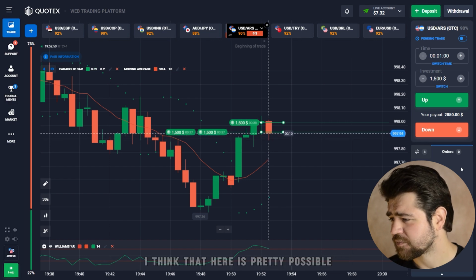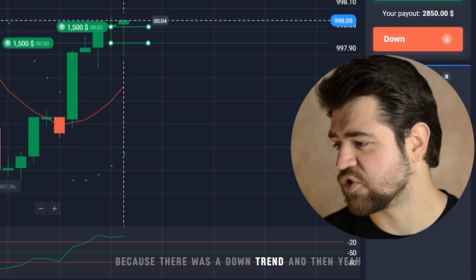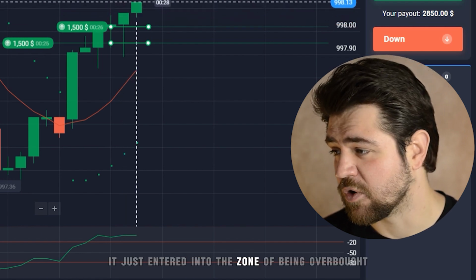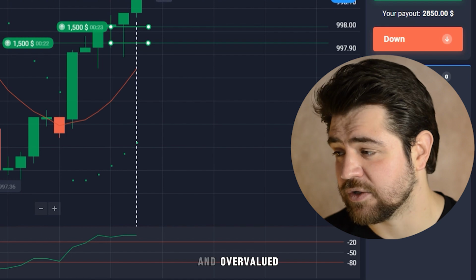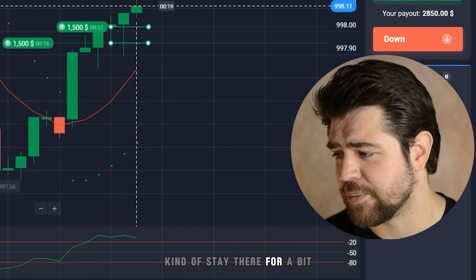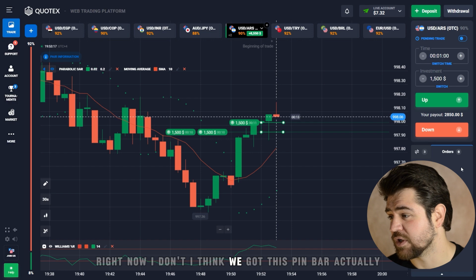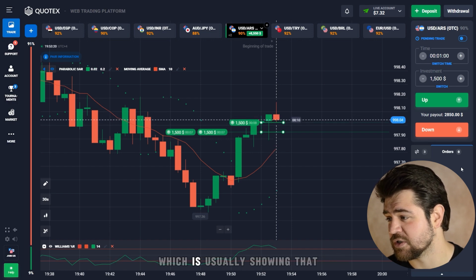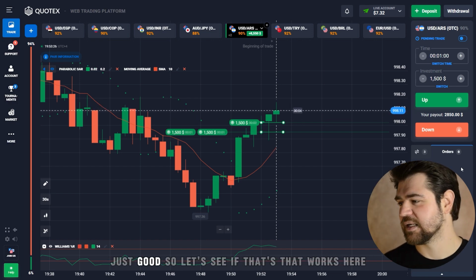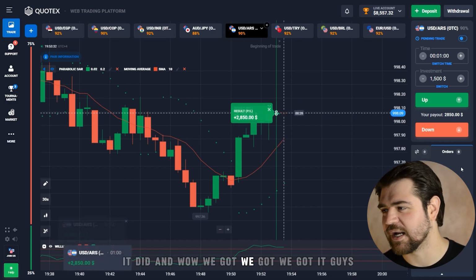I think that here it is pretty possible, because there was a downtrend, and then it just entered. If you look at the Williams, it just entered into the zone of being overbought and overvalued. But it's just entered, and it will stay there for a bit, and then it will drop when the seller comes. Right now, I think we got this pin bar, which usually shows that the price is going up in the opposite direction from the pin, which is good. So let's see if that works here. It did, and wow, we got it, guys.